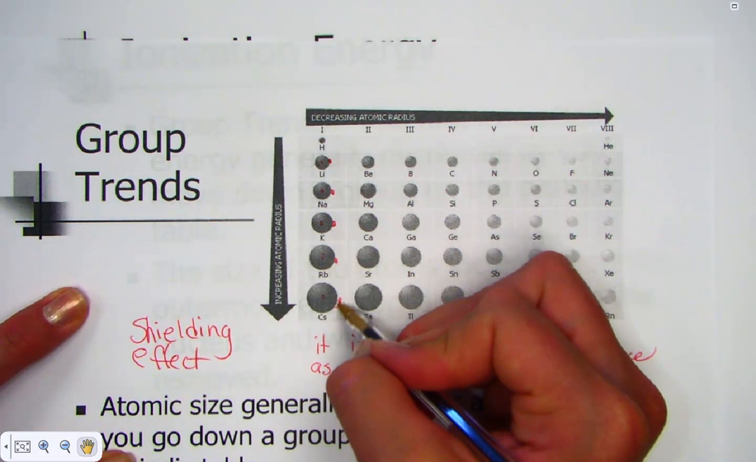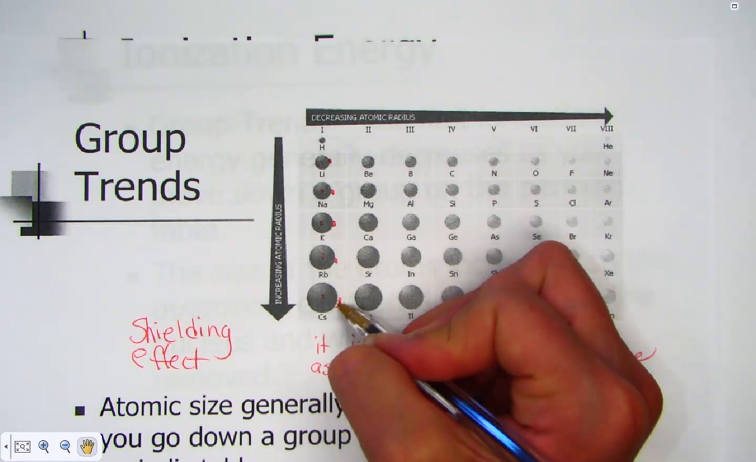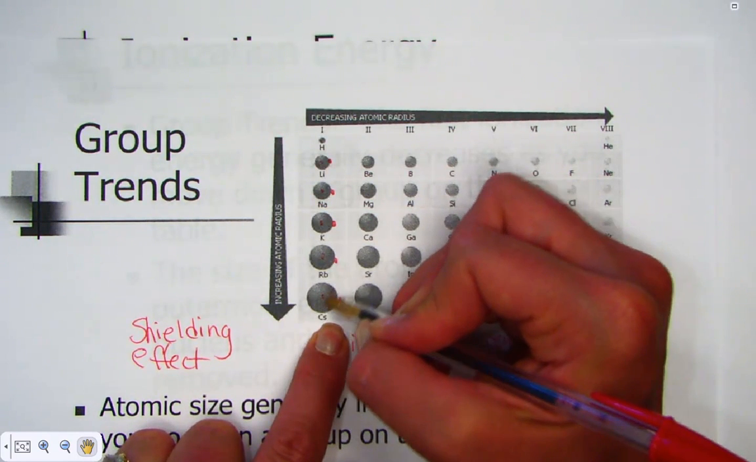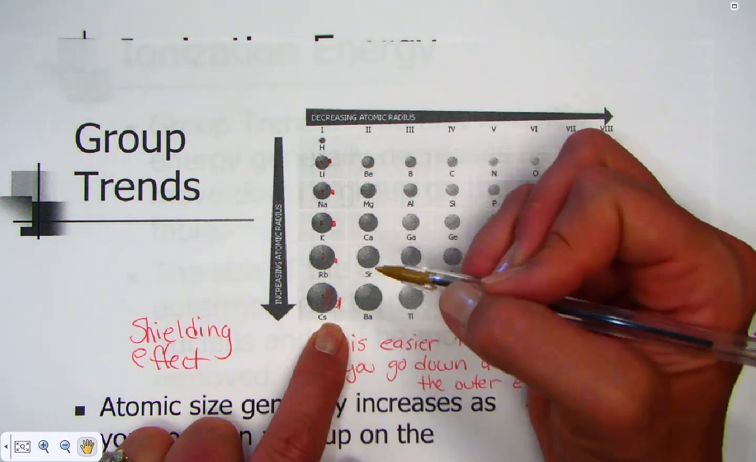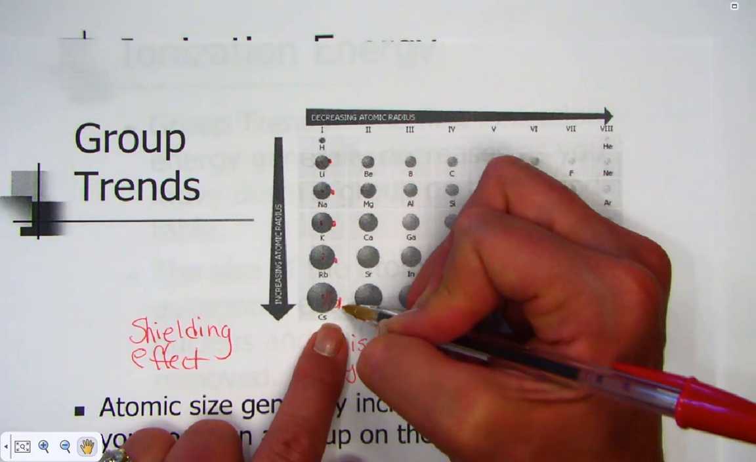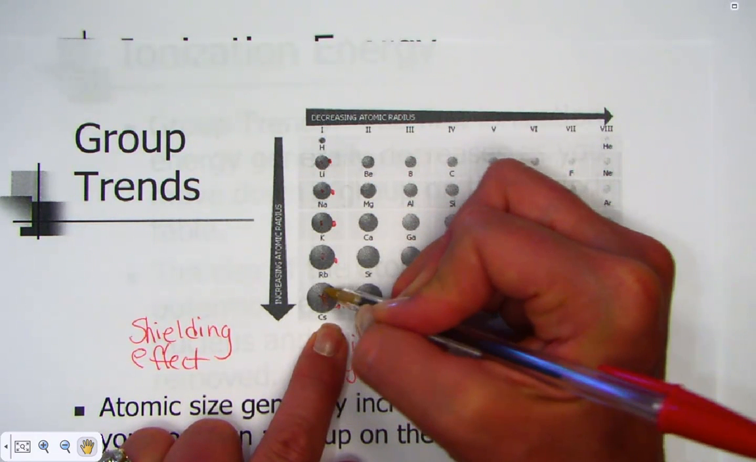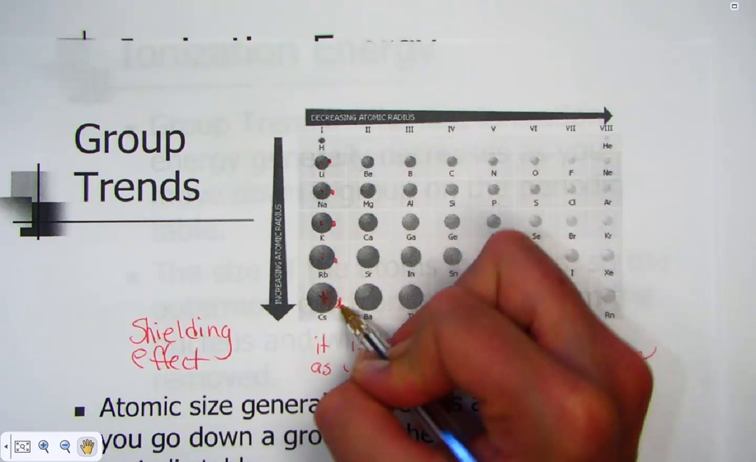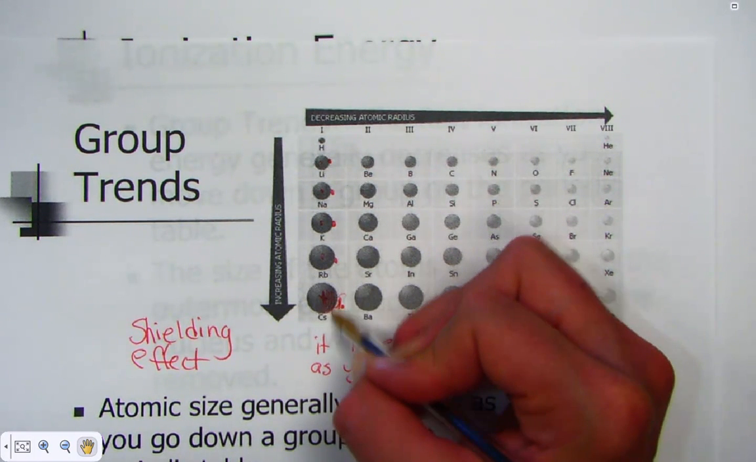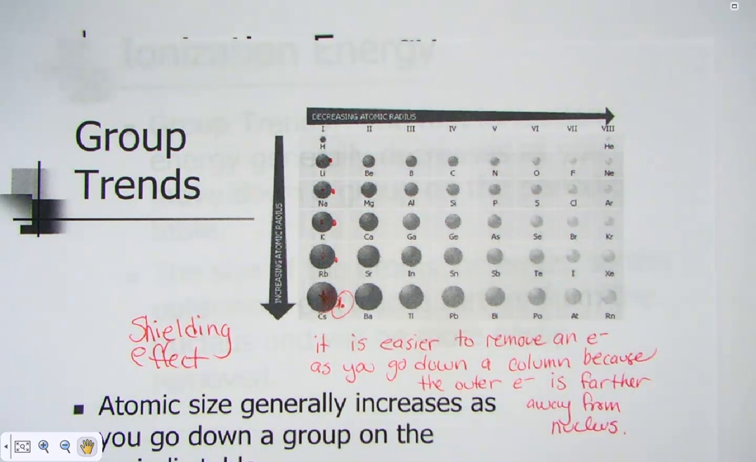This outer electron of cesium is so far away from the nucleus, it is being shielded by all those inner energy levels. Every time we add an energy level, we're shielding the outer orbitals from the nucleus. And if that nucleus is positive, this outer electron being negative, if I take away its ability to attract, it's easier to remove that electron.